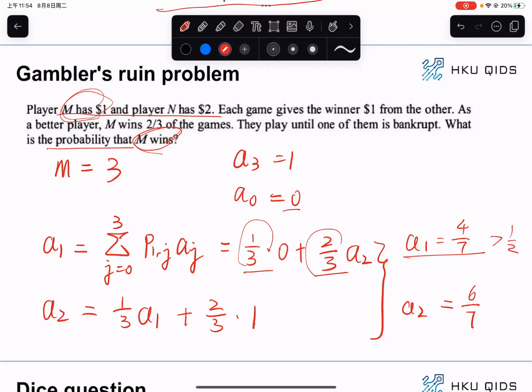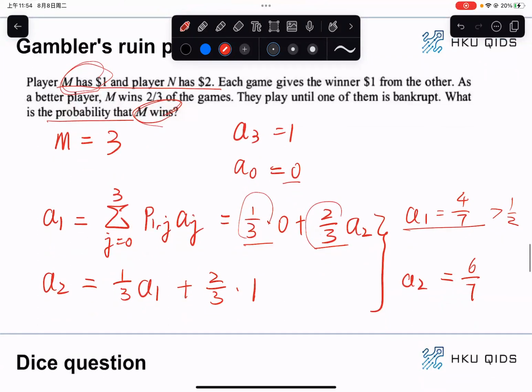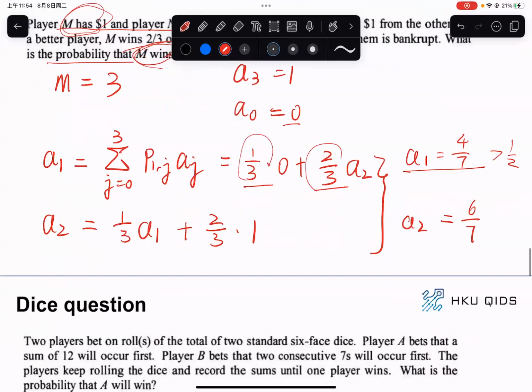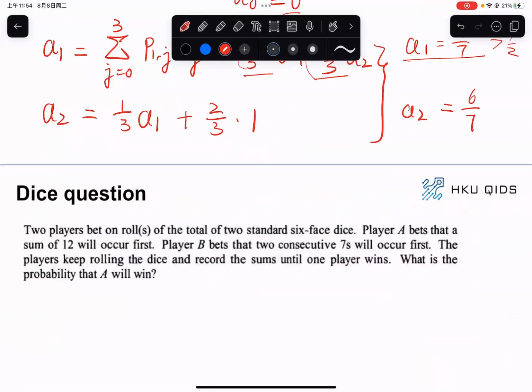So should M play this game? Of course, he should. And you can see M has fewer dollars, less initial money. So he should only get involved in this game when it has better odds to win, right? It is logically reasonable. And now let's come to the next question, which is the dice question.